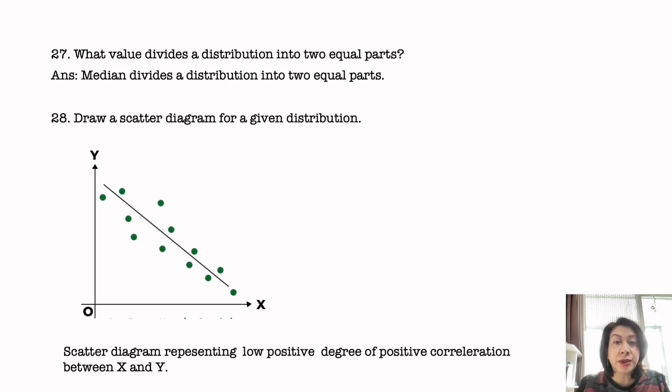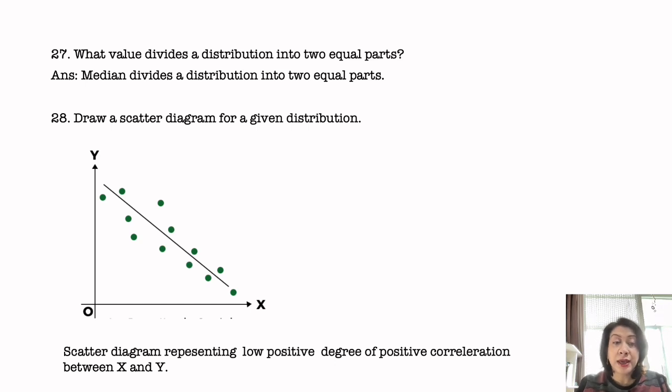Proceeding to question number 27. What value divides a distribution into two equal parts? We know from the measures of central tendency, median is a value which divides the distribution into two equal parts. So we will be answering it like this. Median divides a distribution into two equal parts.